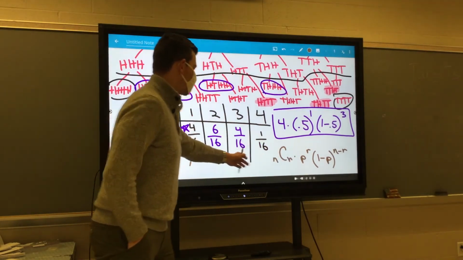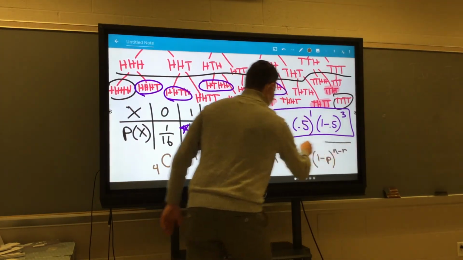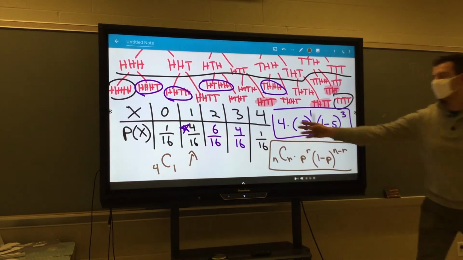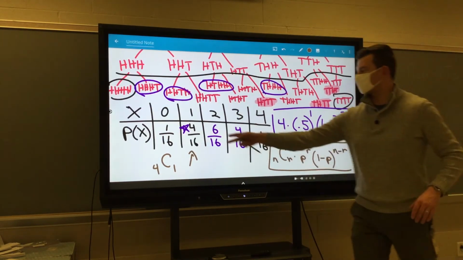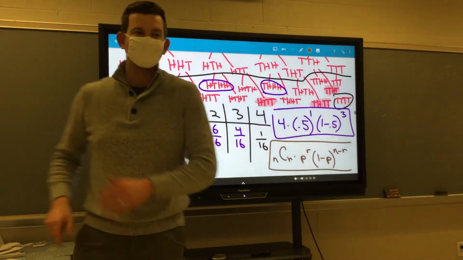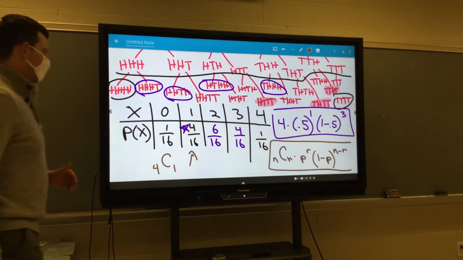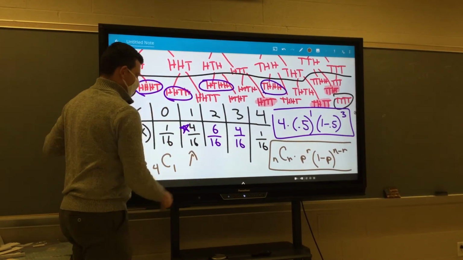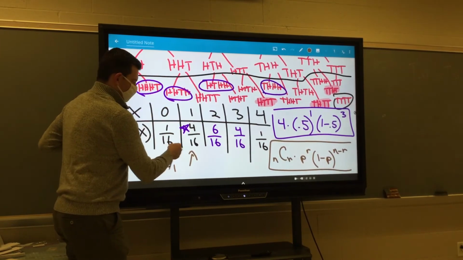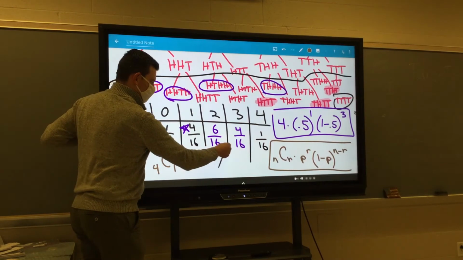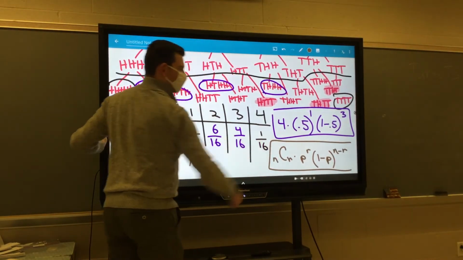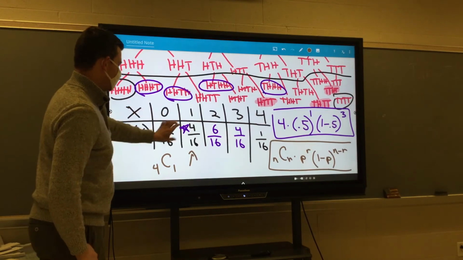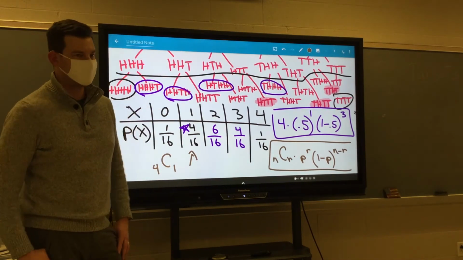And this equation can be adapted to fit this entire probability distribution. We could do that for every single slot going across the board. And n, at least on this example, is always going to be 4, but r would be 0, r would be 1, r would be 2, r would be 3, r would be 4. And that would allow us to find every one of these probabilities by hand.